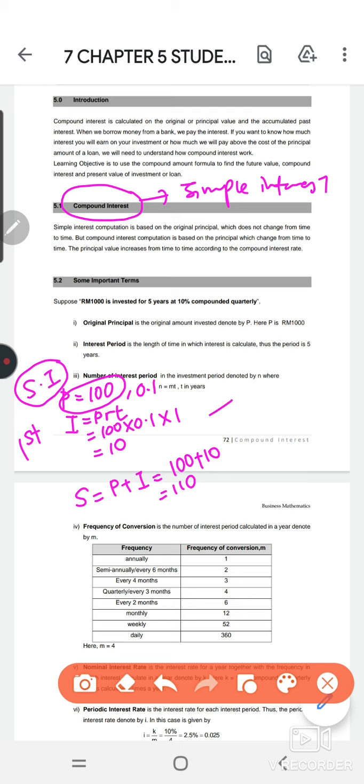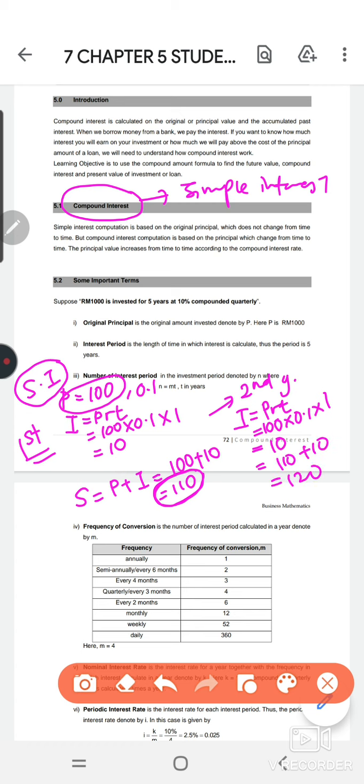So for the second year, I want to calculate the interest. We use the same formula, I equals to PRT, where P equals to 100 multiplied by 0.1 multiplied by the second year. So this one equals to 10. Previously the value for the first year was 110, so for the second year it means 110 plus 10. So the second year is 120. I repeat this, the simple interest.